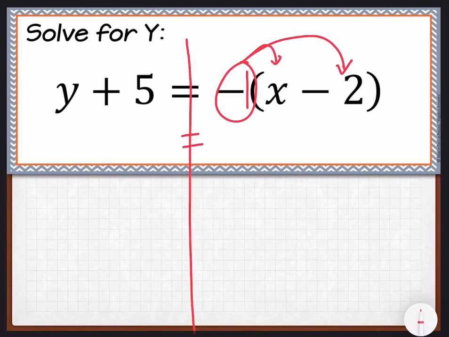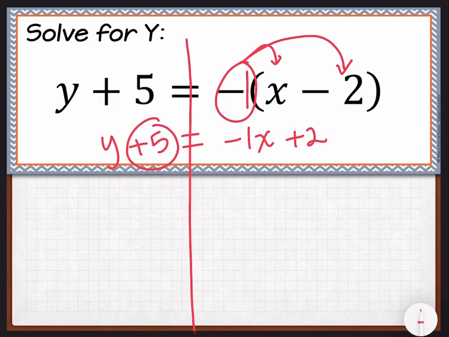So -1 times x is -1x. -1 times -2 is +2. Copy the left side, y plus 5. And now I'm going to cancel the constant. So instead of +5, I'm going to cross the line, change the sign, -5 or -5. What do I have left?